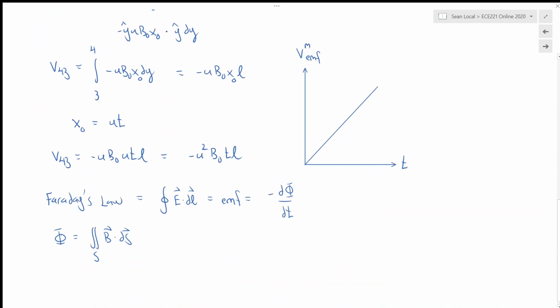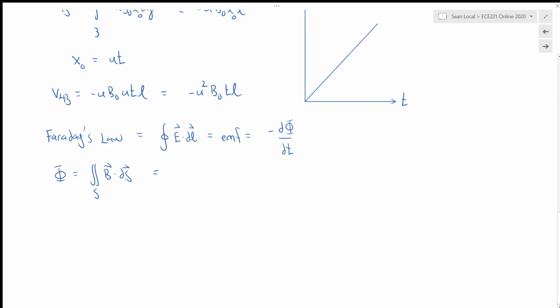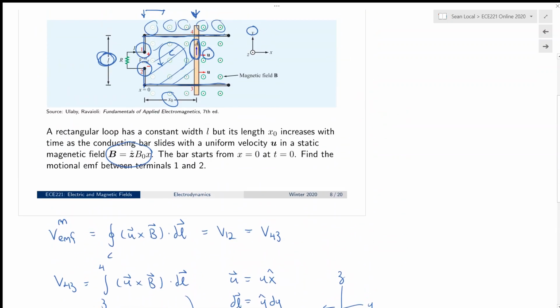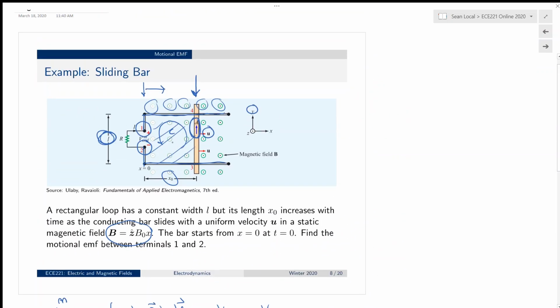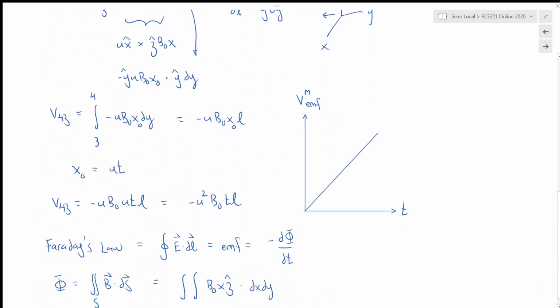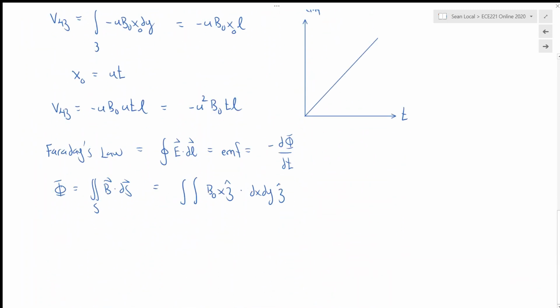So let's write out our flux integral. It's going to be a double integral here of B naught x z hat. This is the B field. Our ds element is just dx dy. Again, looking at our coordinate system here, you can see that I could make a little differential area element whose dimensions are dx by dy, and the surface normal to that differential area element would point in the z direction, so I can attach a z hat here.